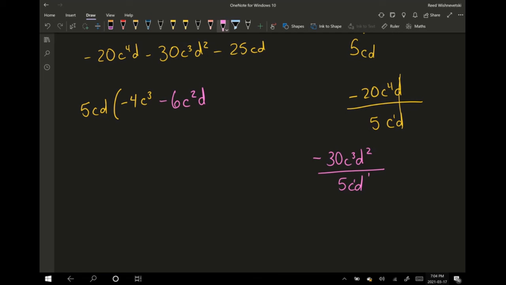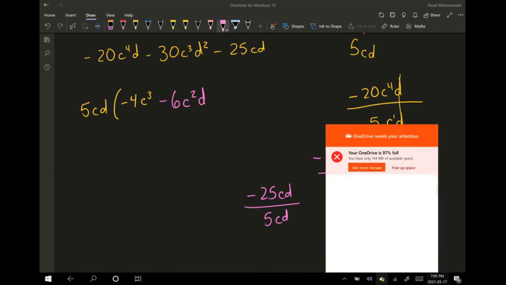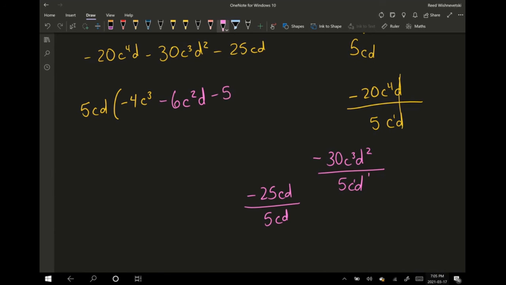Okay, and our last term we have to work with here is negative 25cd divided by 5cd. Now we know negative 25 divided by 5 is going to give us negative 5. And our c's are going to cancel and our d's are going to cancel. So all we're going to be left with is this right here.